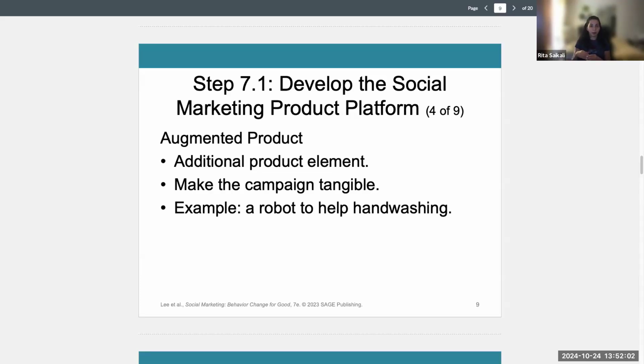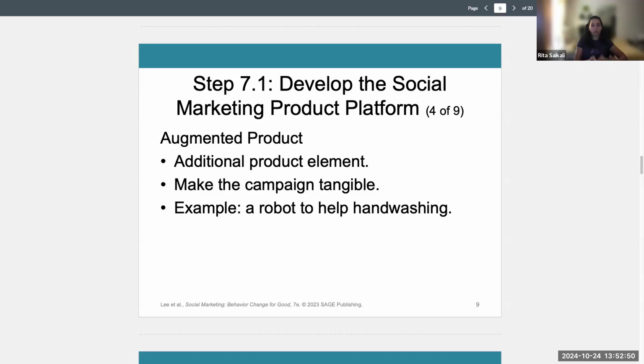So now we move on to augmented product, and that refers to additional elements that enhance the main behavioral change initiative, making it more attractive and easier to adopt. So here we're talking about incentives, that would be an augmented product, supplementary services, or innovative tools that provide additive value to the behavior being promoted. Those are all augmented products. And so, for example, let's say you're doing a campaign that encourages children to wash their hands regularly. The augmented product could be the robot that demonstrates proper hand washing techniques in a fun and interactive way, making the behavior more engaging and making it something more of what they want to do.